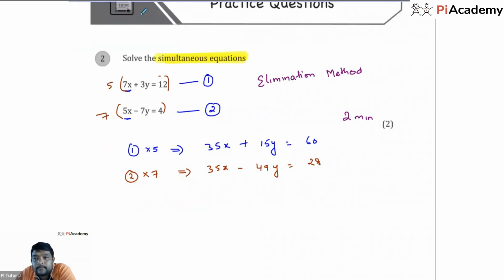How did you get 15y? 5 times 3y is 15y, right? You're multiplying the entire equation 1 with 5, okay? Oh, okay. Yeah, good, good.